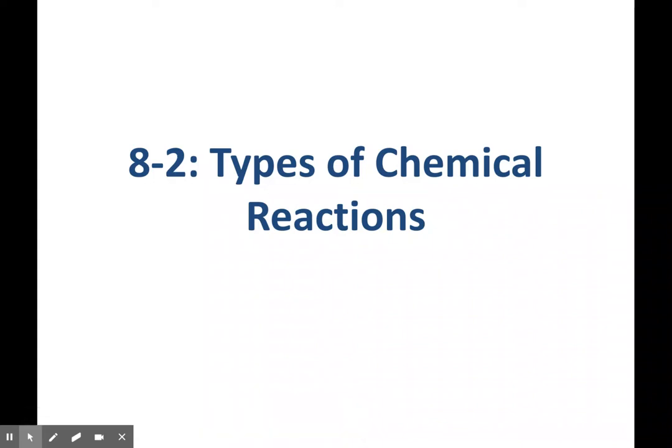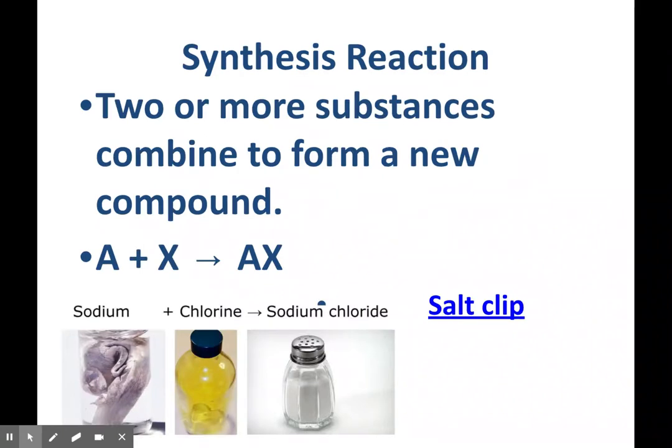8.2, we're going to look at different types of chemical reactions. So the first type of chemical reaction is the synthesis reaction. Synthesize means to make. So with a synthesis reaction, we're going to be making one new substance. You'll start out with two or more substances, and they're all going to combine together to make one new substance. Here, as an example, the general formula would be substance A plus substance X producing a compound AX.